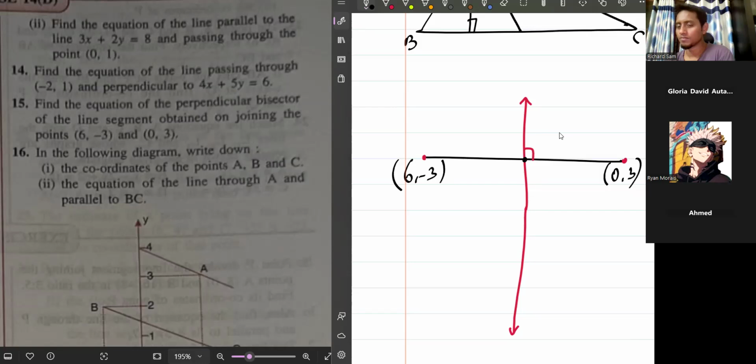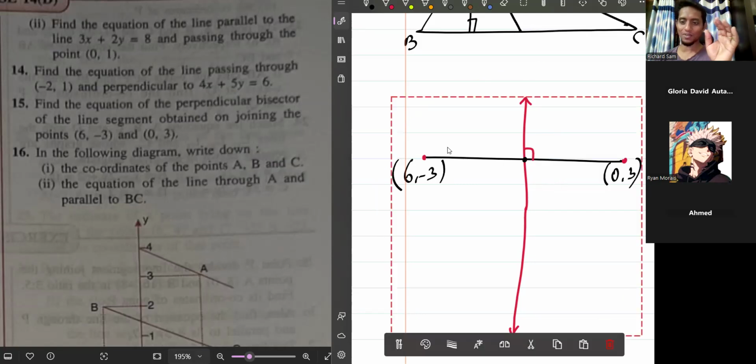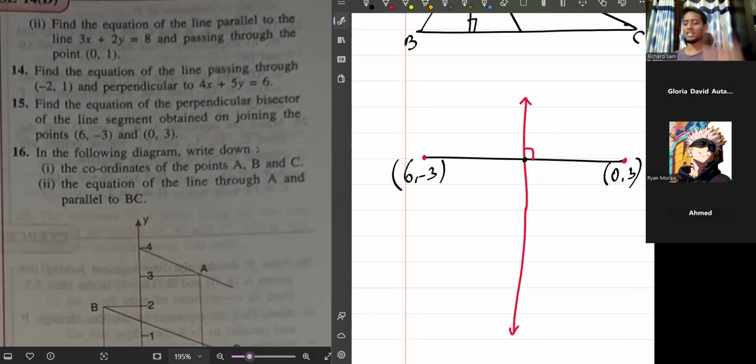m equals tan theta, but what is theta? No, that 90 degrees is between the two lines. Look, let me draw this. Theta is the angle not between the two lines. It's the angle between the x-axis and the line. We don't have theta, Ahmed.